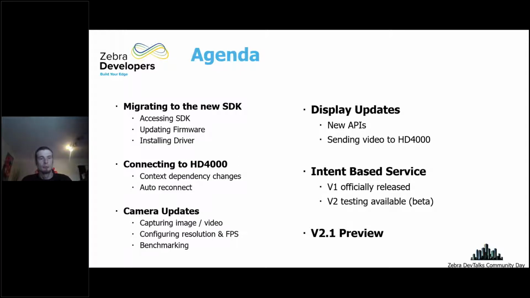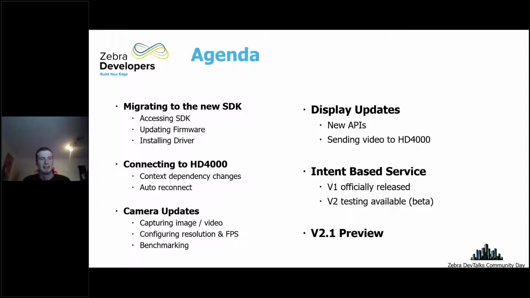We'll talk about how you manage your connection to the HD4000 inside of your application. There's been some changes and improvements here from the first version. The context dependency has changed, and we also have auto reconnect options as well. Then we'll move on to camera updates as well as display updates. These two sections were pretty much the main focus of the changes implemented in version 2 of the SDK. Improvements to receiving data from the HD4000, so images, as well as sending data back up to the HD4000, and just improving the throughput and the performance.